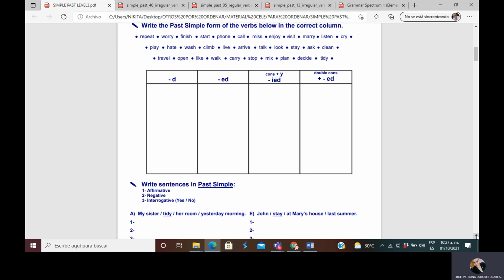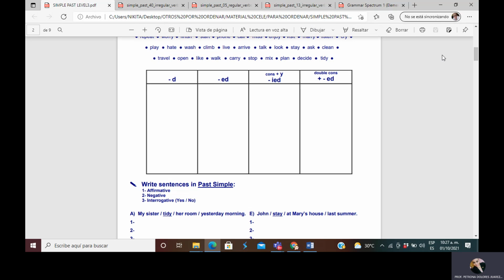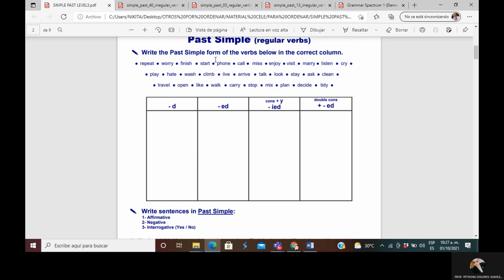La mayoría, en este caso, que terminan con D, son aquellos que llevan terminación E, como es el caso de, vámonos por línea, como es el caso de phone, irían en la 1, hate, leave, arrived, decide. Estos irían en la número 1, estos que voy mencionando, ¿ok?